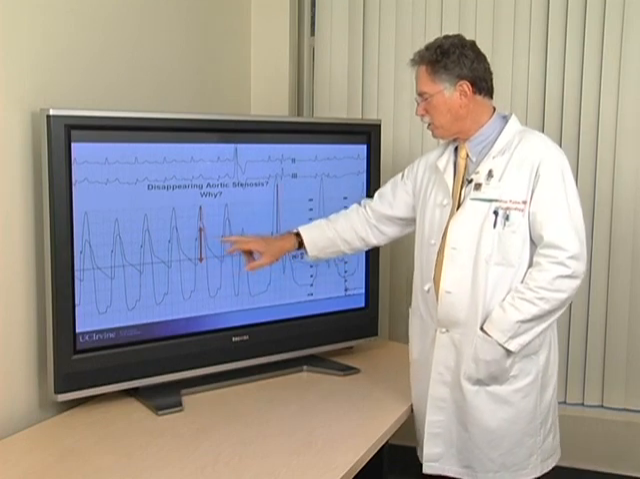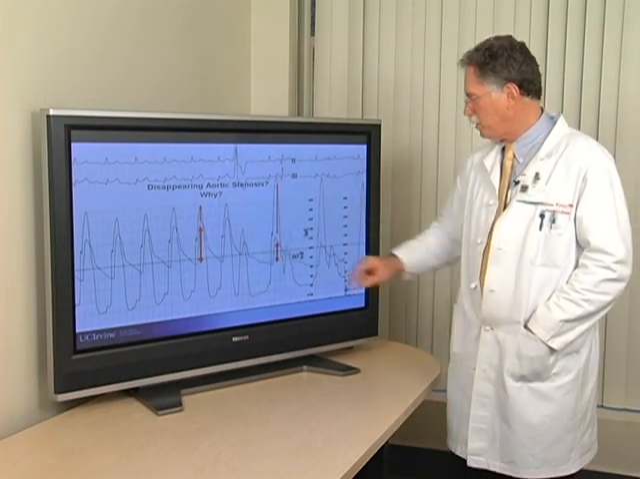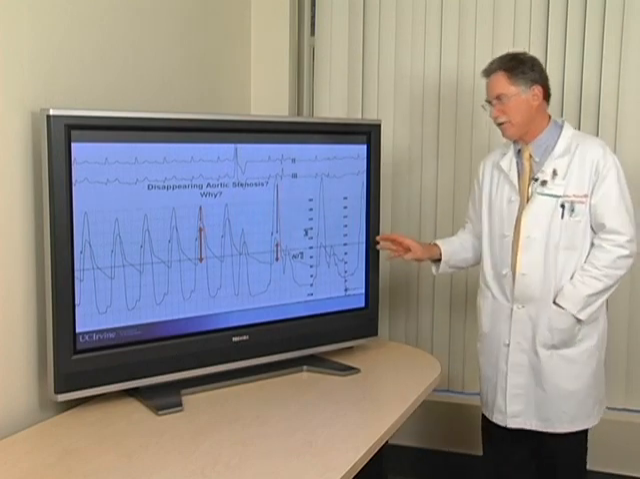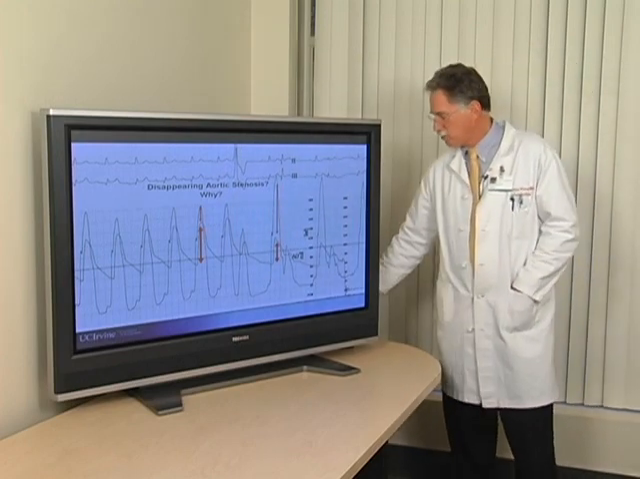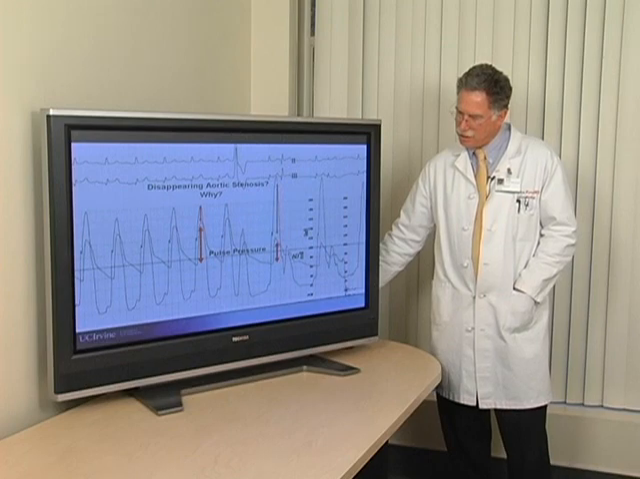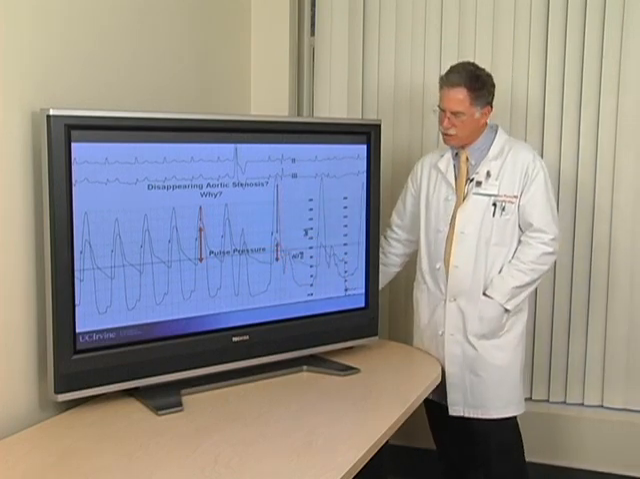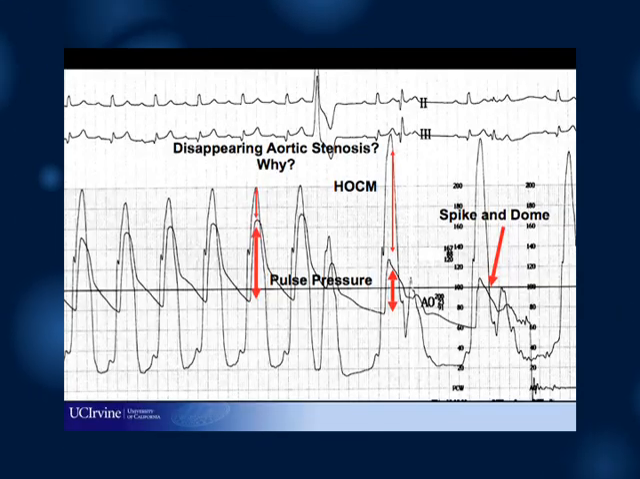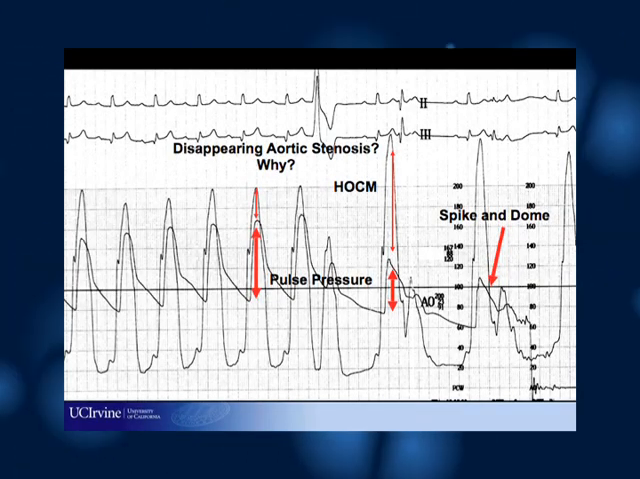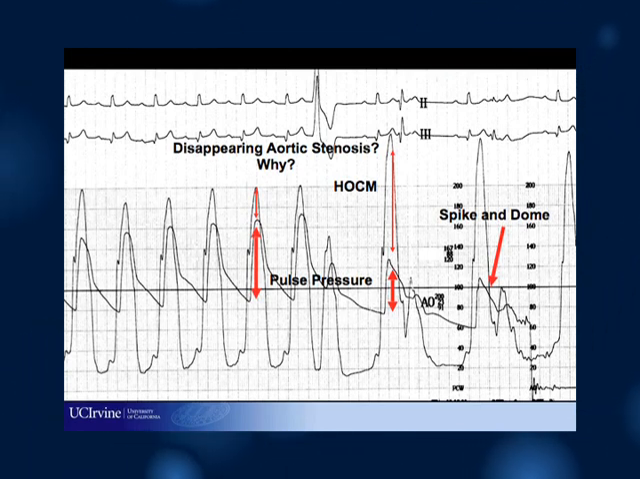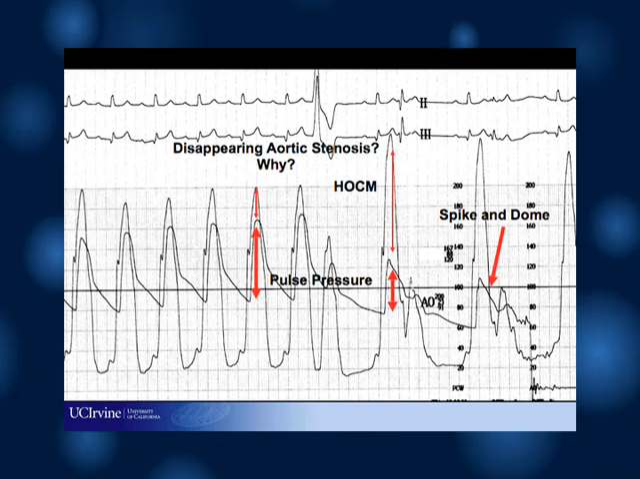So this pressure tracing and this response here is characteristic of hypertrophic obstructive cardiomyopathy. The pulse pressure gets narrow on the post-PVC beat. That's the Brockenbrough-Braunwald-Morrow sign. There is a spike and dome configuration to the aortic pressure, and there is this rapid preserved upstroke. All three features are not present in the aortic stenosis post-PVC beat.